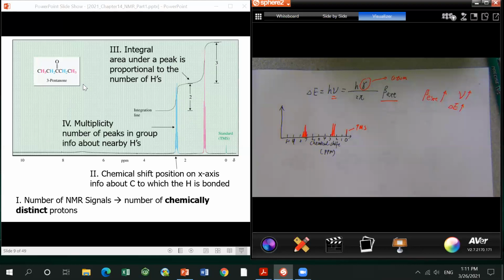And the fourth piece of information, I guess some of you already noticed. For an NMR signal, we quite often see split peaks. For example, this red one is a triplet, 3 peaks, and this blue one has 4 peaks, which we call a quartet. That's called multiplicity. The ratio is 2 to 3.